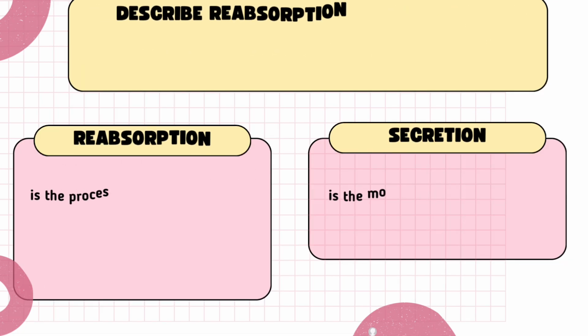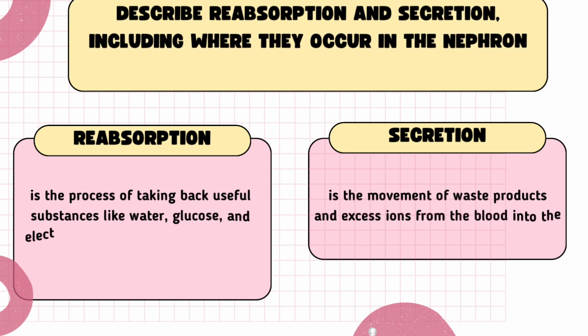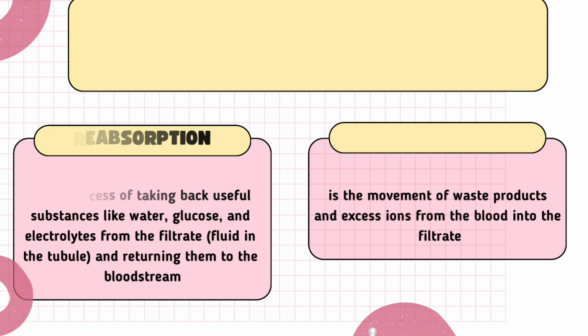All right, describe reabsorption and secretion, including where they occur in the nephron. So, reabsorption is the process of taking back useful substances like water, glucose, and electrolytes from the filtrate fluid in the tubule and returning them to the bloodstream. This is primarily occurring in the proximal convoluted tubule. Versus secretion, this is movement of waste products, ions from the blood into the filtrate, and this is happening mostly in the distal convoluted tubule and collecting ducts of the nephron.